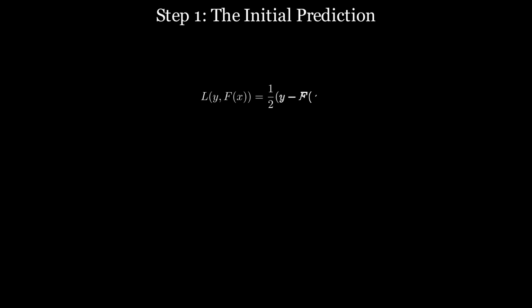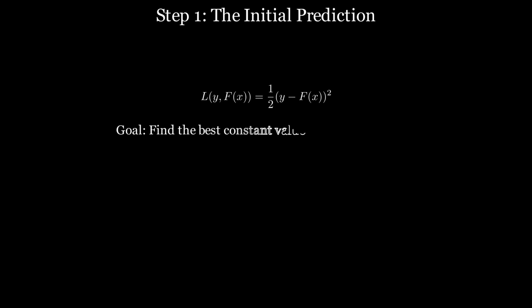First, we need a way to measure our error. For regression problems, a common choice is the squared error loss function. The 1/2 is just for mathematical convenience. It simplifies the derivative later on. Our goal is to find a model f of x that minimizes this loss across all our data points.